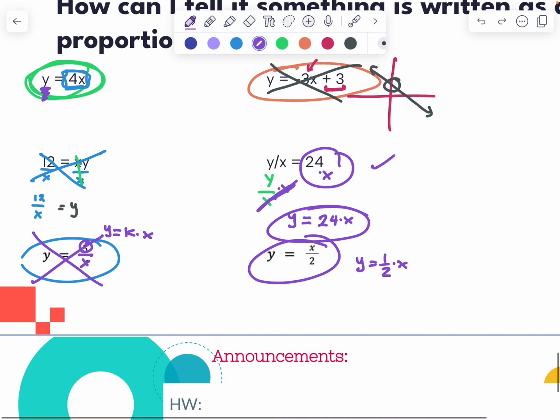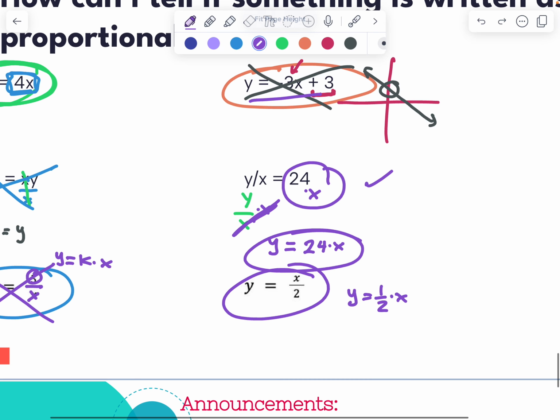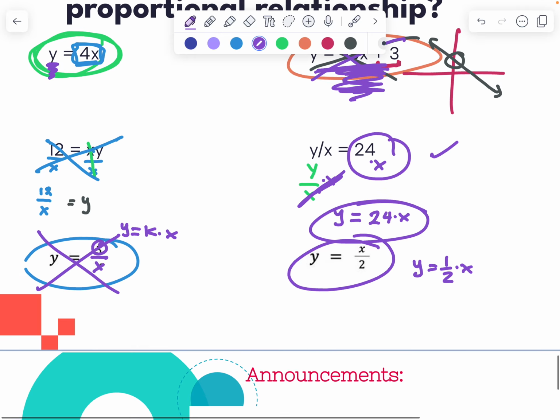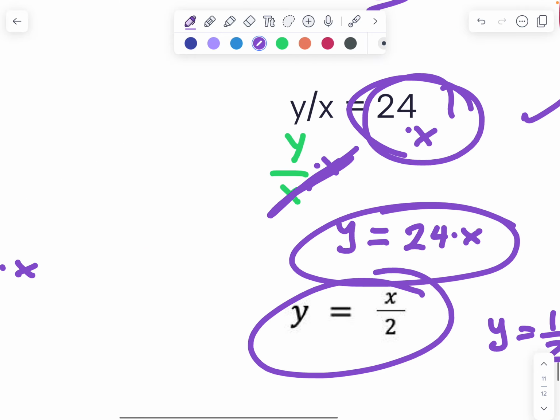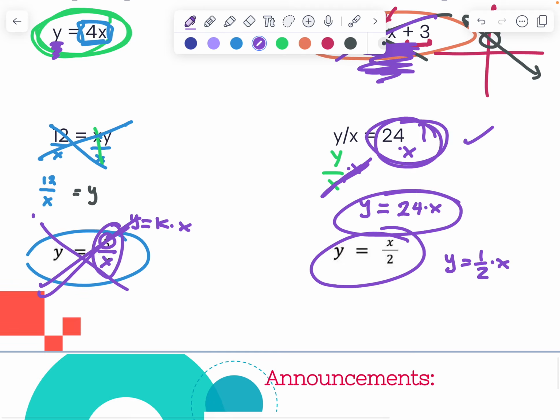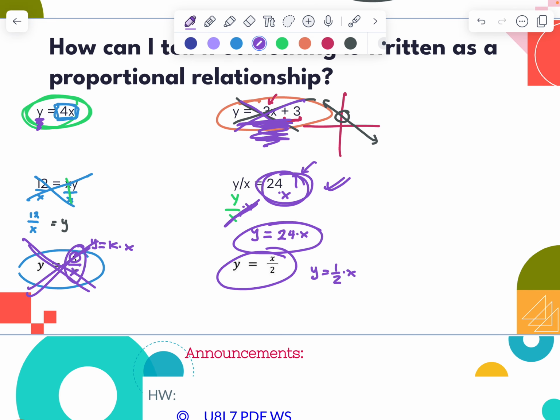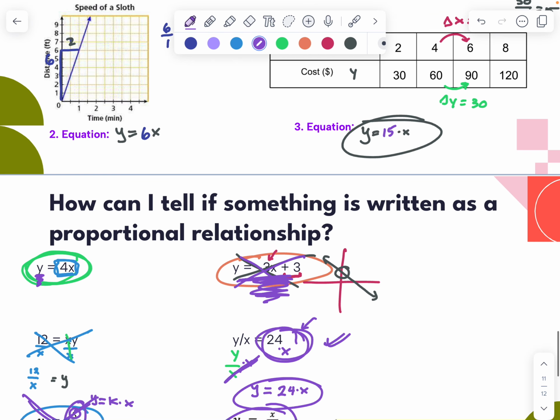The biggest thing that you will need to be able to do is determine when does it have a head start so it's not proportional. And then you'll have to differentiate between, oh, am I dividing by x or am I multiplying by x? Dividing by x, not proportional. Multiplying by x, definitely proportional. We'll keep working on that as we go through the week. This is just a quick little intro.